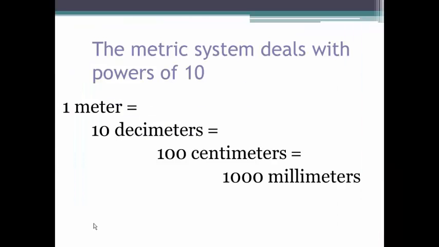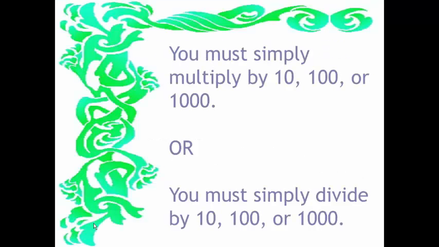To review, the metric system deals with powers of 10. You must simply multiply by 10, 100, or 1,000, or divide by 10, 100, or 1,000 in order to convert from one unit to another.